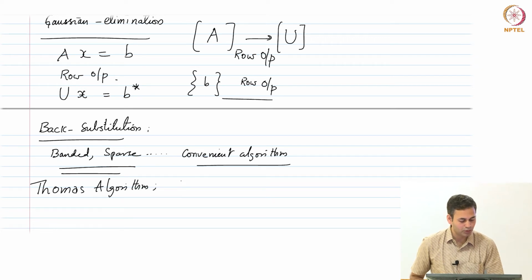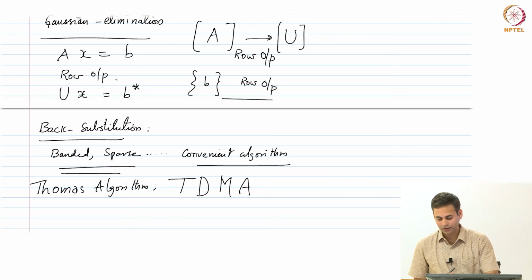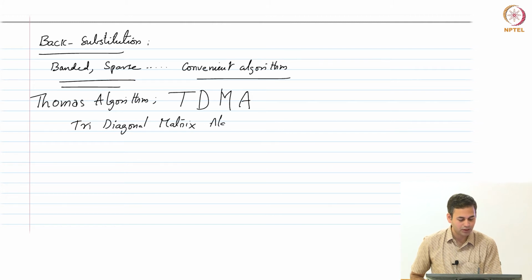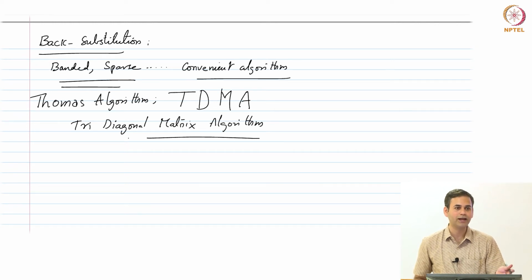or also known as TDMA, which stands for what? Tridiagonal matrix algorithm, which you know already. Why is it tridiagonal? Because on these diagonals the coefficients are non-zero, that is all. Okay, so now we are going to look at the tridiagonal matrix algorithm, which is a direct method to solve a 1D set of equations, right.